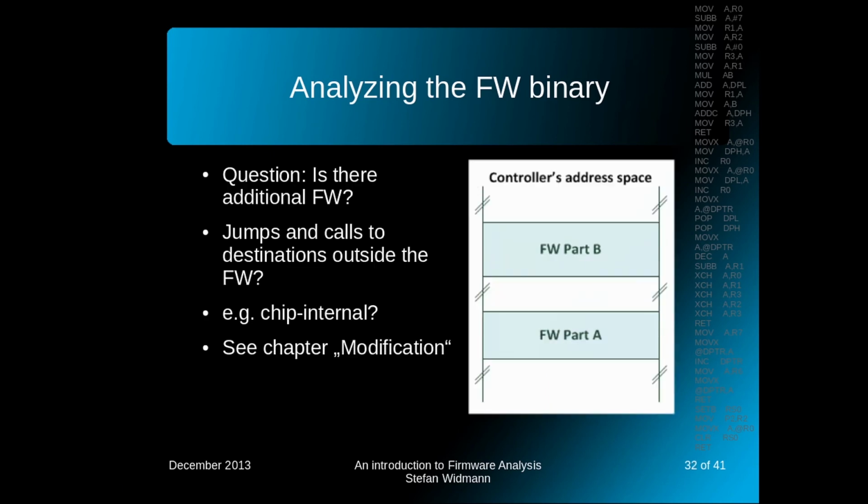Maybe the question arises, is there any additional firmware in this device? I see jumps and calls outside of our firmware we already know, although we have adjusted the load offset. Is it maybe chip internal? You can see it in the figure. Maybe we have only firmware part A and it is using a library in maybe chip internal and firmware part B. So we will have to see what you can do using a modification of the firmware.